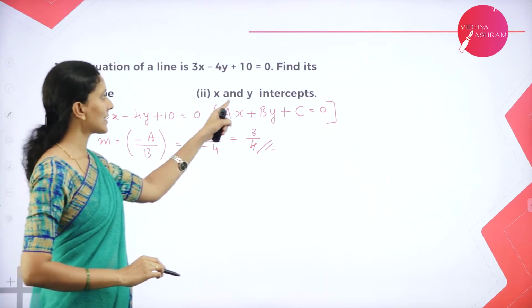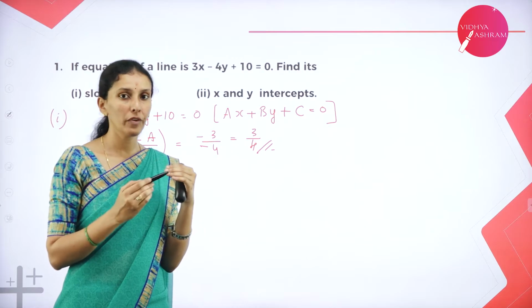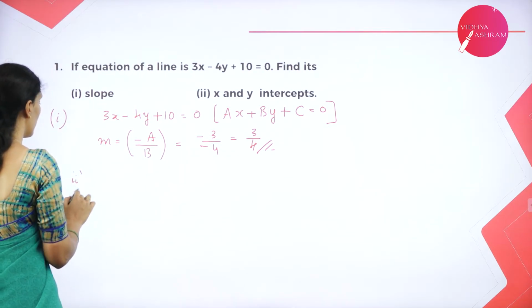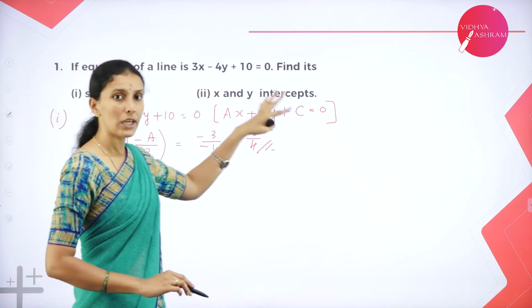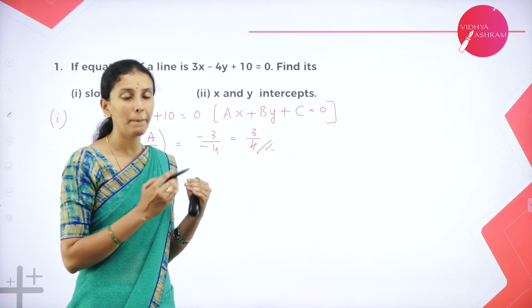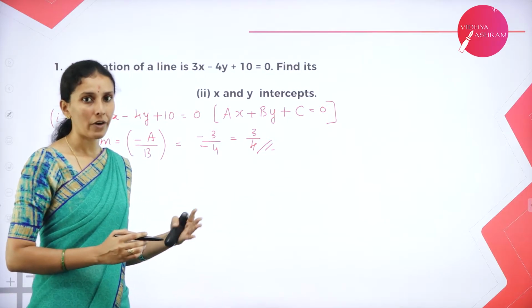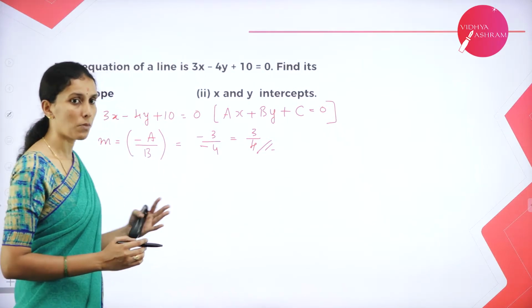Next, you have x and y intercept. So, you need to find both x and y intercept. So, either you convert this equation into x by a plus y by b is equal to 1 form, or directly you can write what is small a, what is small b.